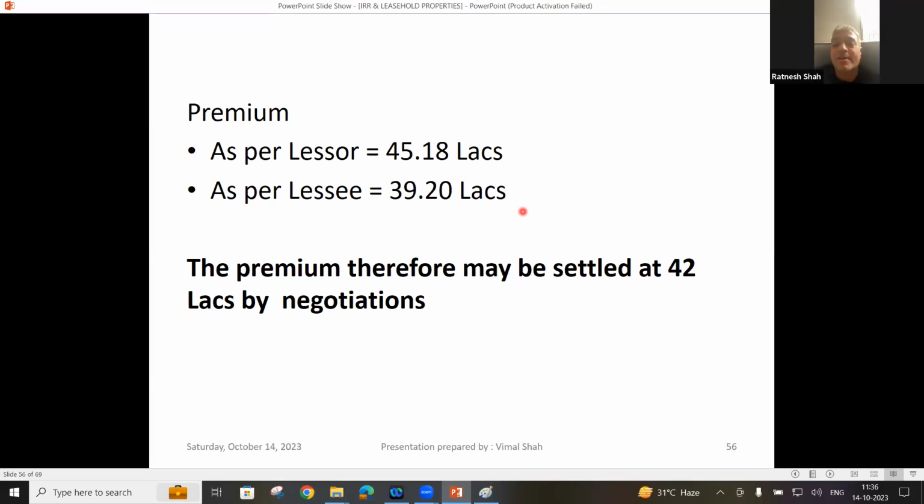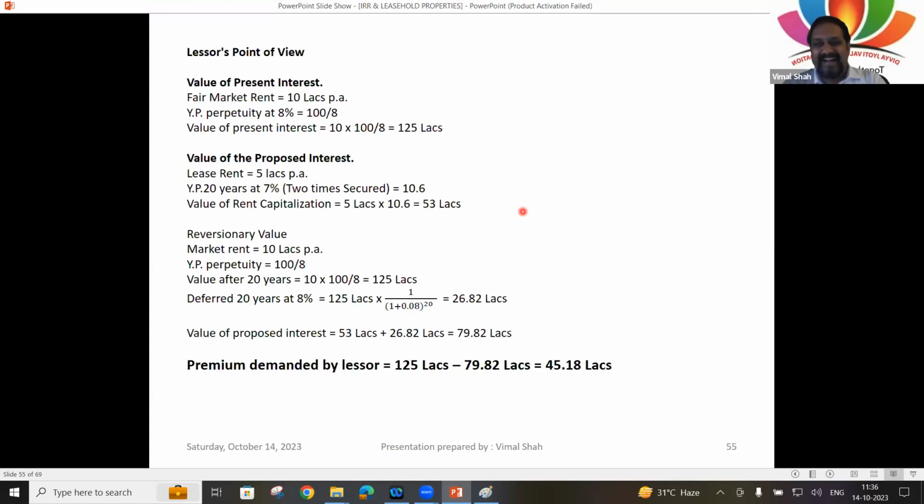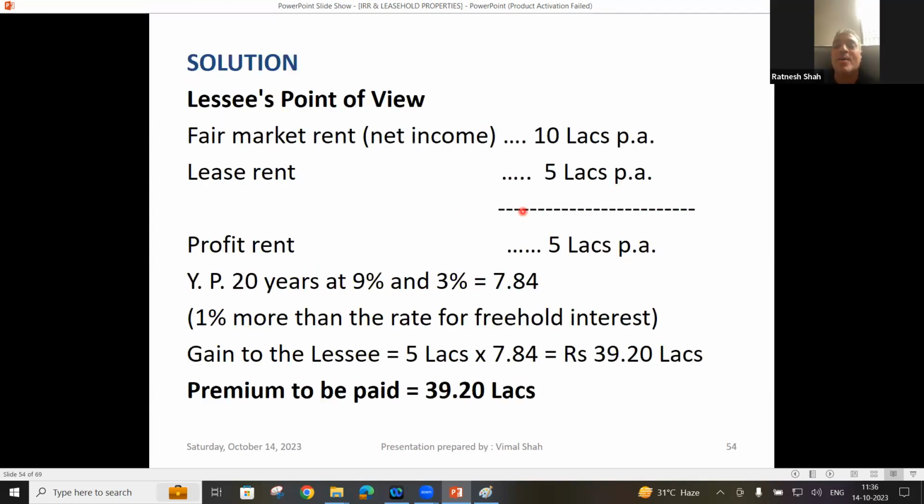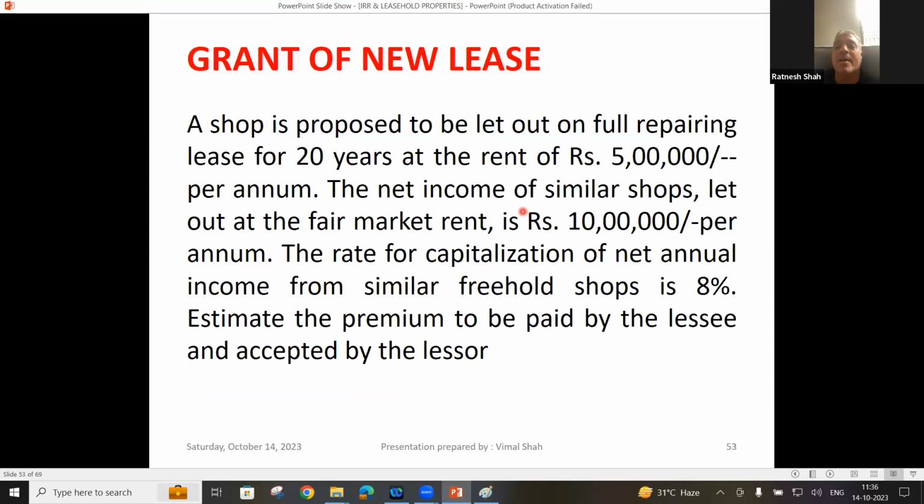Yes, I have a question. Yes, Ratnesh. This was a full repair lease. So where have repairs and maintenance been accounted for? It has neither gone to the lessor, nor gone to the lessee.